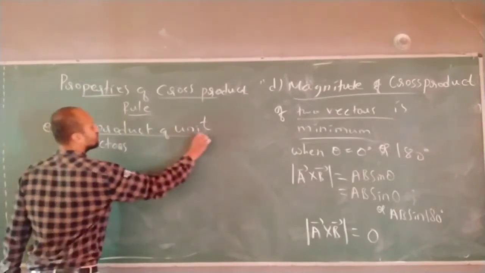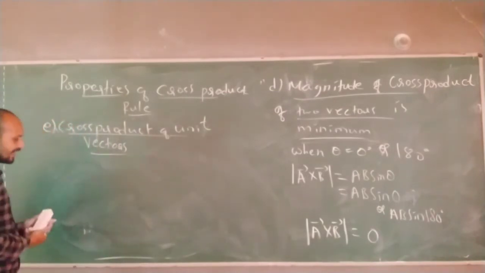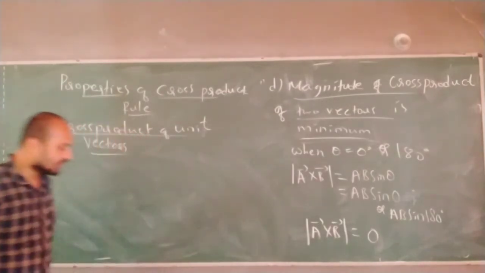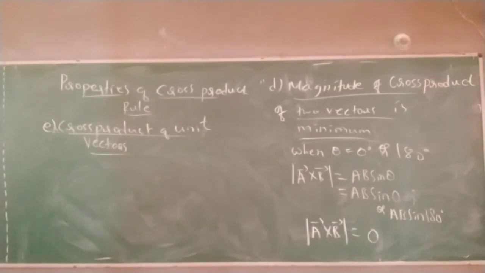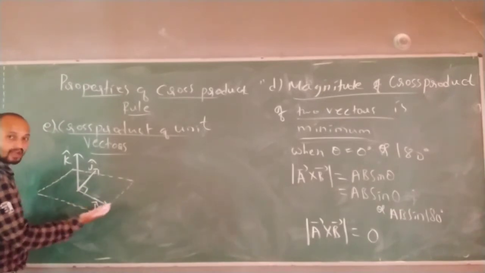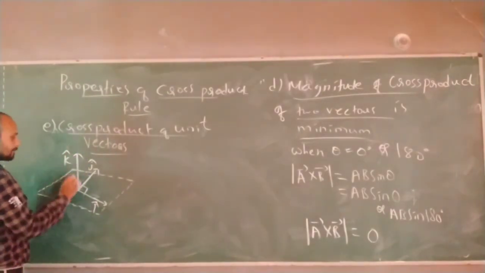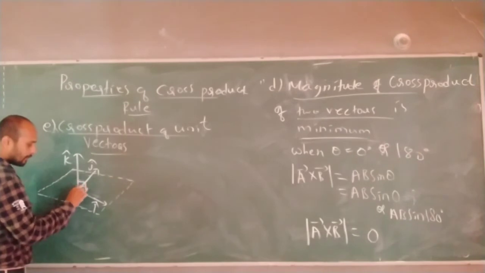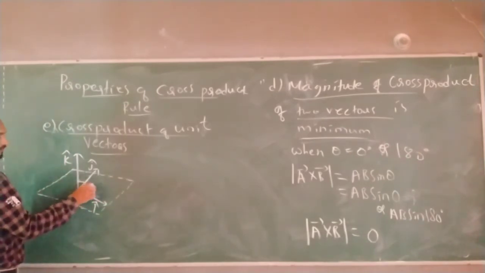Cross product of unit vectors. Here, let us find the cross product of two unit vectors. Let us take two vectors. I cap and j cap are lying in this plane that I have drawn, and z cap, that is k cap, is perpendicular to this plane.